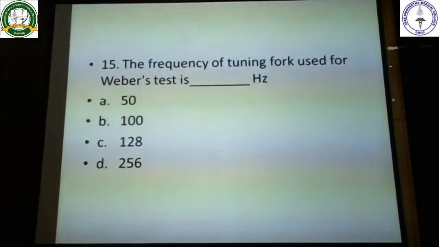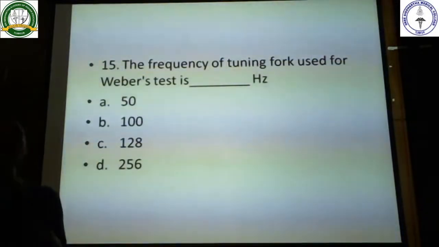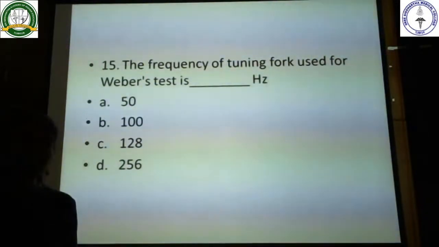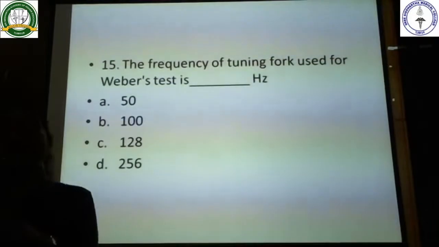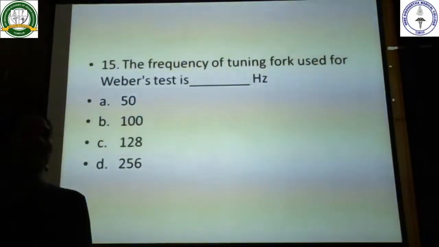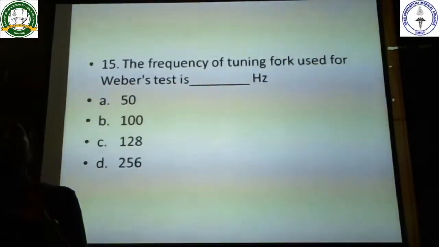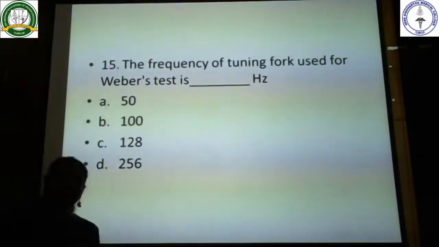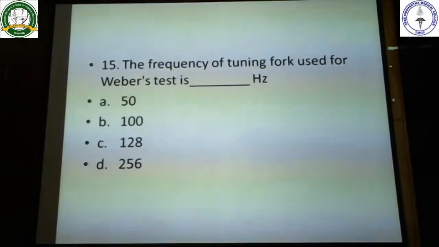Next question, the frequency of the tuning fork used. We have to use a particular frequency. This also we have told you. The frequency of the tuning fork used in Weber's test is 256 Hertz. The frequency is measured in Hertz and 256 is the answer.